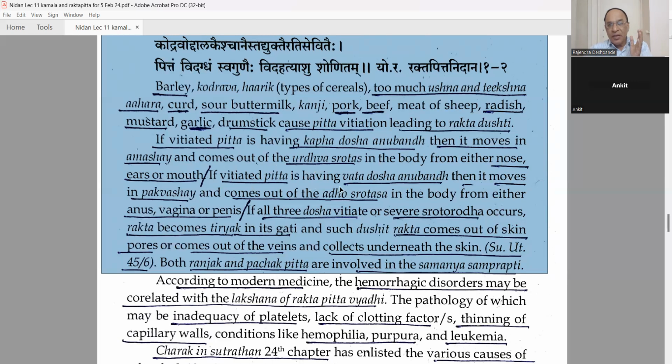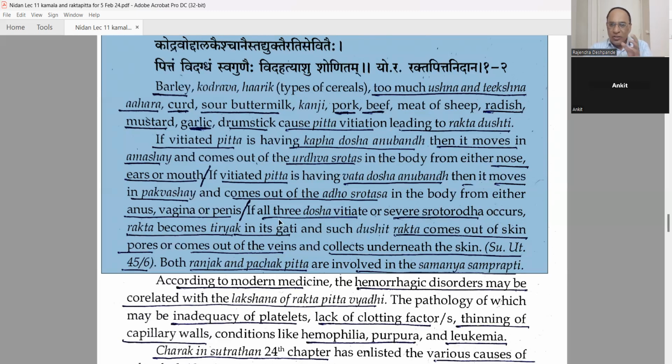If vitiated Pitta is having Vata dosha Anubandha, then it moves to the Pakvashaya, the lower tract. Then it will go down. This is the pathogenesis, samprapti. And it comes out with the Adho Srotasa, that is anus, per rectal bleeding because of piles, vagina, that is menorrhagia, menstrual cycle is more, or penis, that is hematuria.